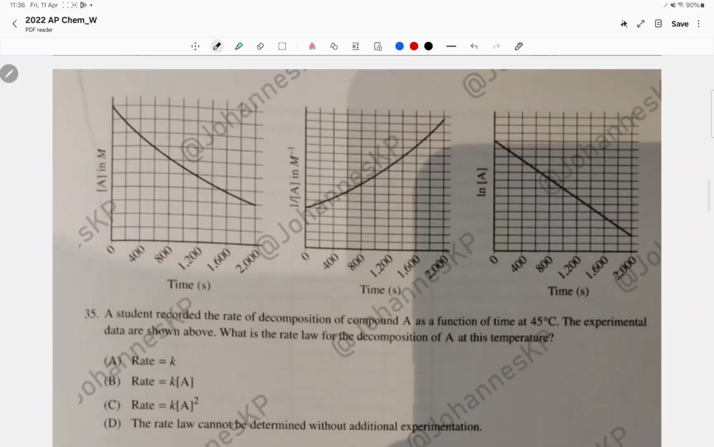So 35. I love these graphs because they're always easy, right? And most of the time first order. If you have ln as a straight line going down and the concentration as a curving line, it's going to be first order. So, B. Good?